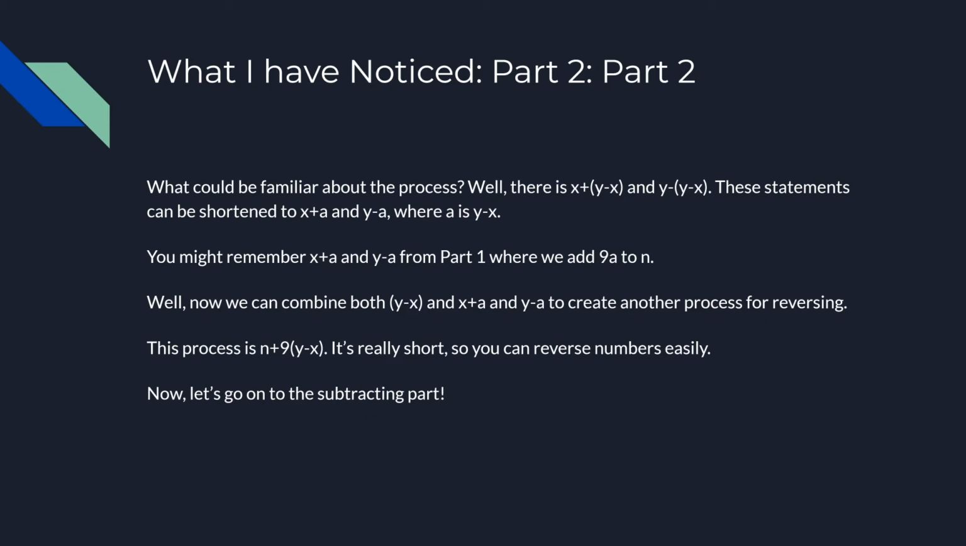So maybe let's use the 36 that was in the math walk problem. So 36 plus 9 times y minus x. y minus x would be 6 minus 3, which is 3. 3 times 9 is 27. 36 plus 27 equals 63. So it works there. Now let's go on to the subtracting part.